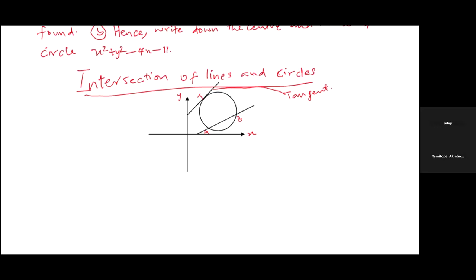So sketch this, then we'll now consider an example. Yes, sir. So when you are through sketching, let me know.